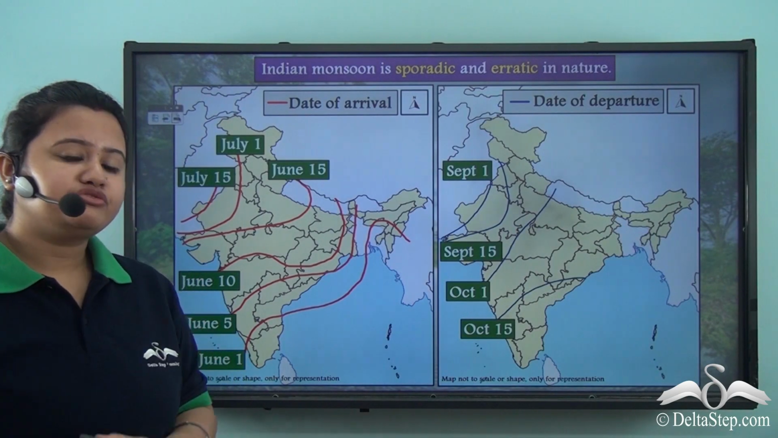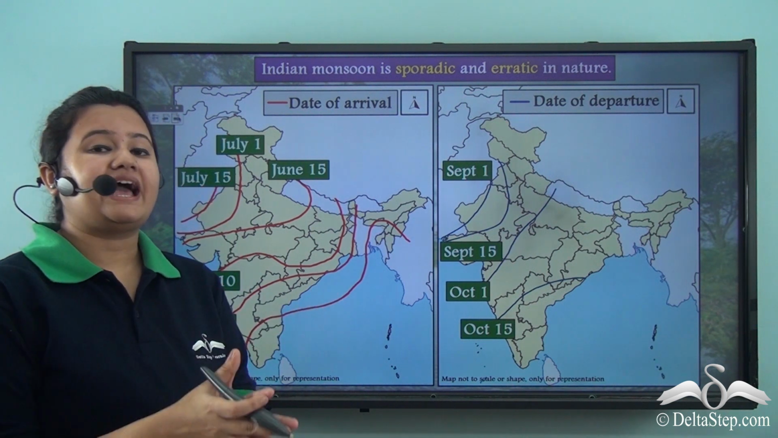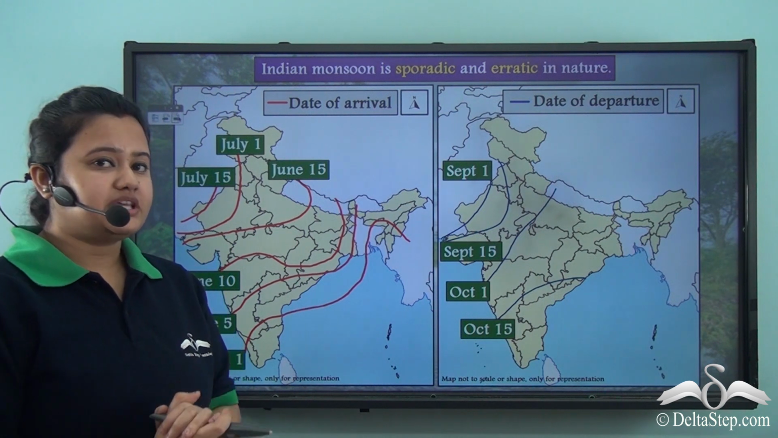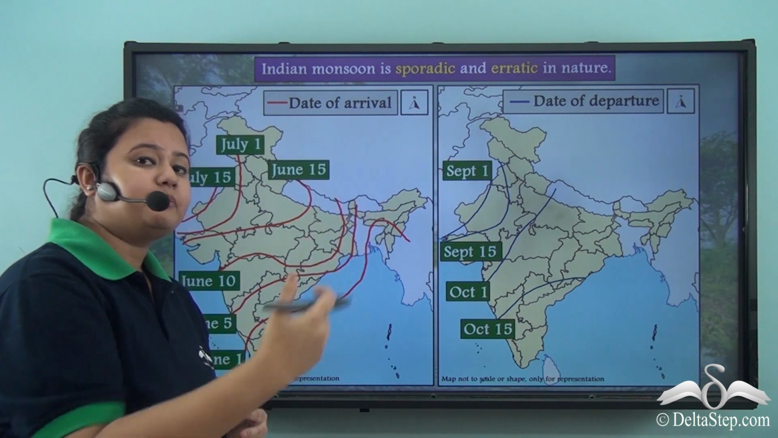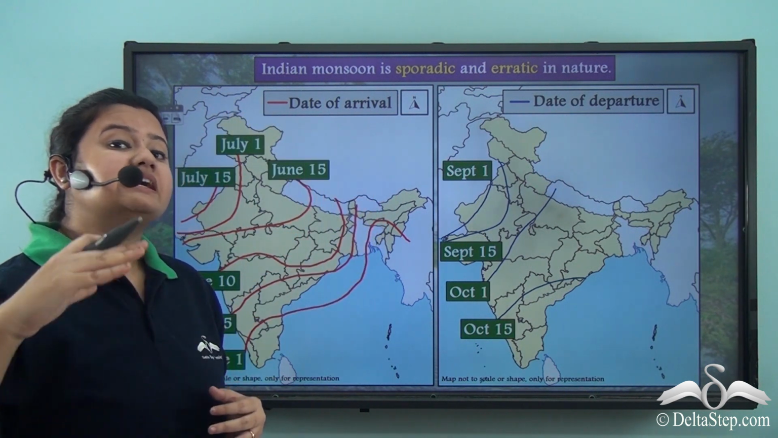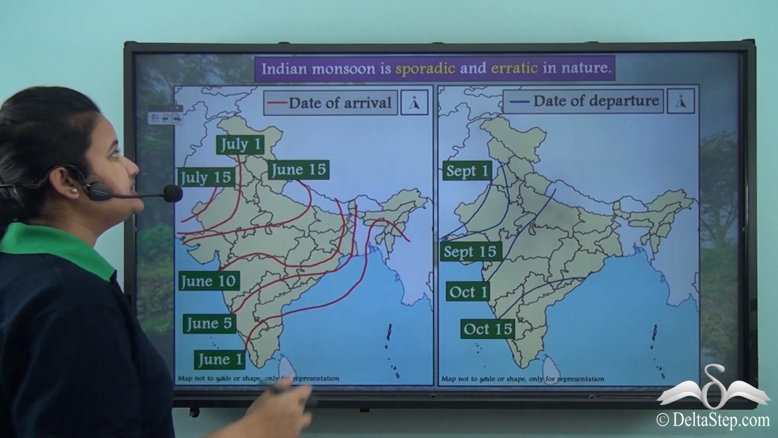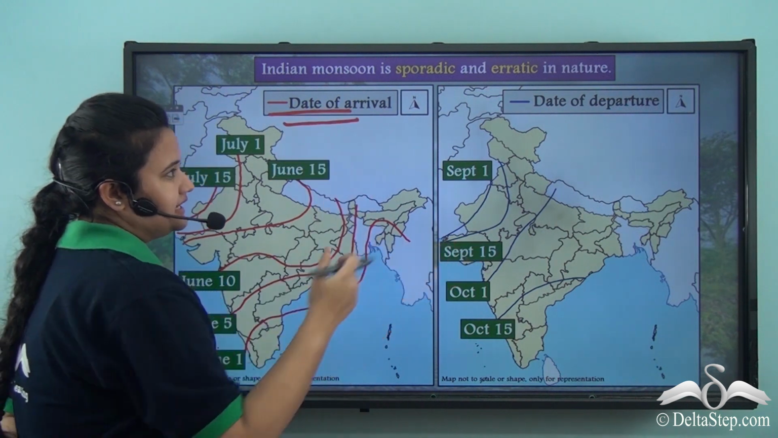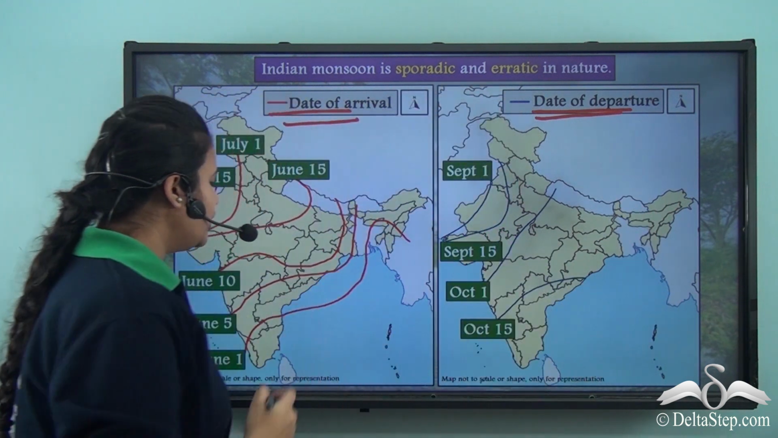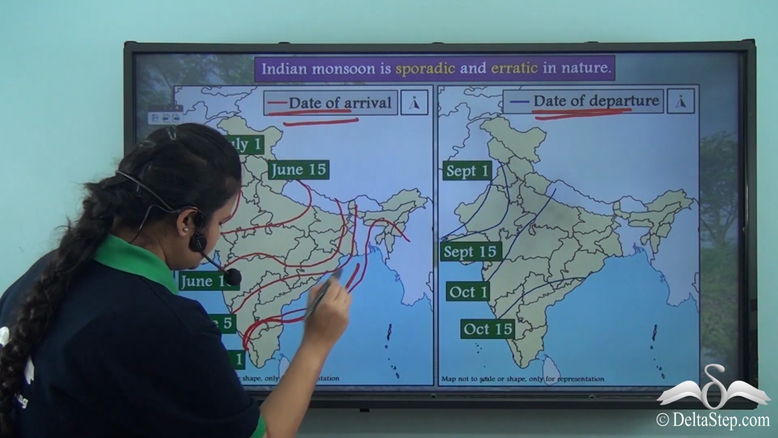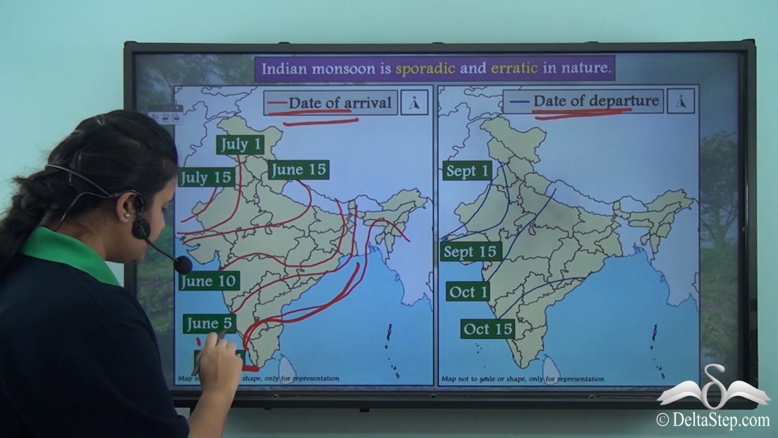Well, another important feature of Indian monsoon is that not whole of India enjoys rain at the same time. This is to say that there are some parts where rain comes early, whereas there are some other parts where rainfall occurs at other months. Look at these two charts. The first chart shows the date of arrival of monsoon and the second chart shows the date of departure of monsoon winds. Here we see that the southern part of the country receives rain first. It receives rain almost by the first week of June.